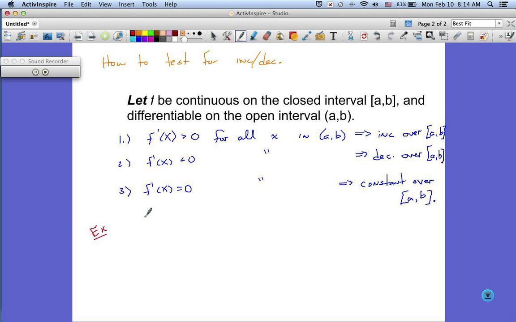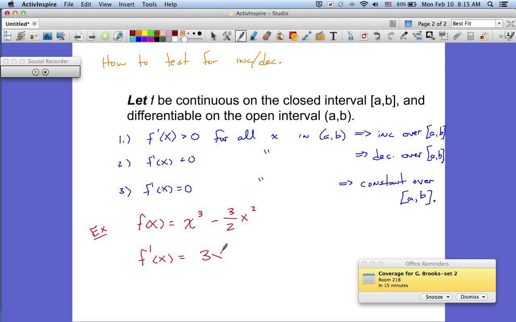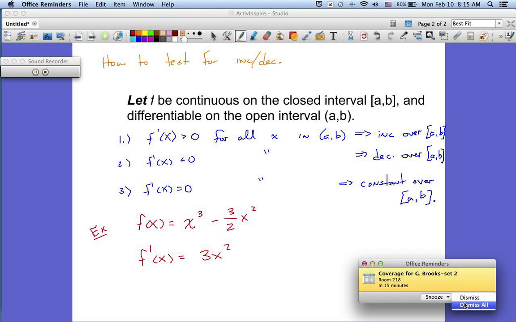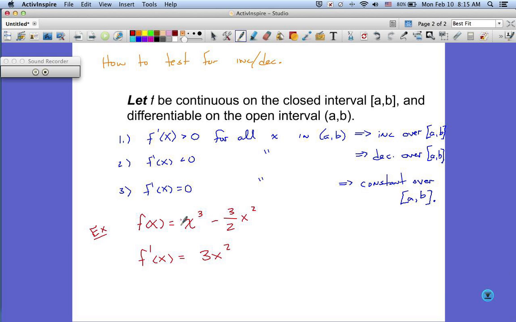So let's take f of x as some cubic function that we know has some twists and turns in it: x cubed minus 3/2 x squared. So my derivative is going to be 3x squared minus 3x. Now I want to see its relationship to 0, so I'm going to set this equal to 0. And I'm going to factor out a 3x and get x minus 1. So I get some critical values at 0 and 1.